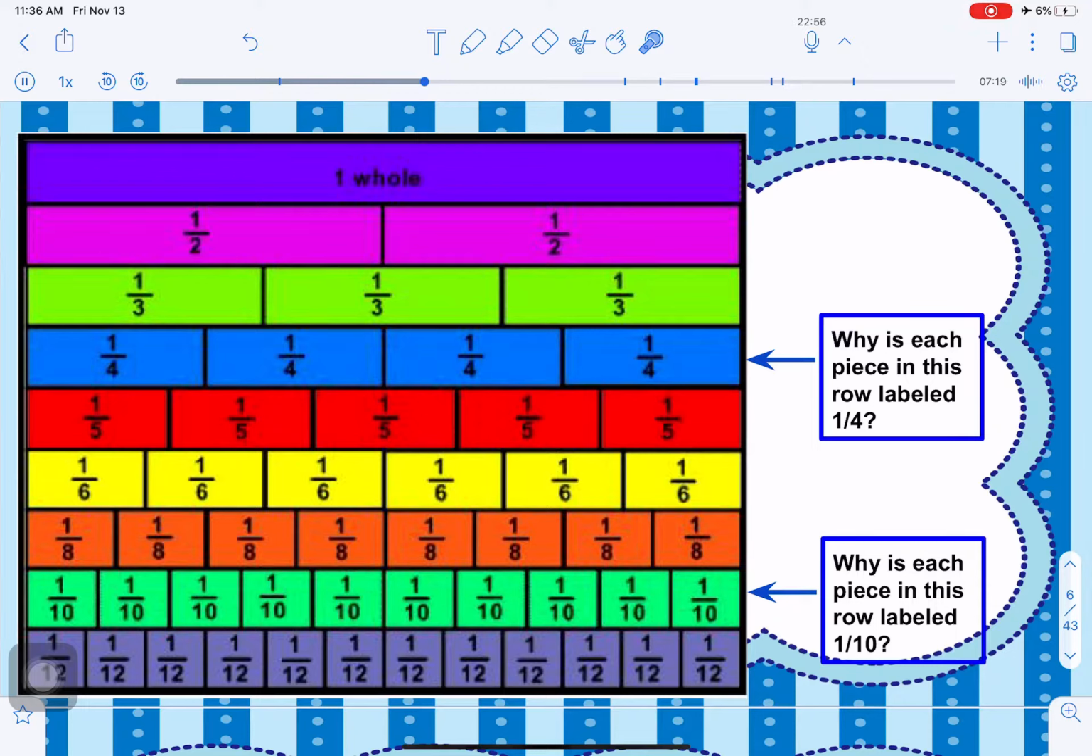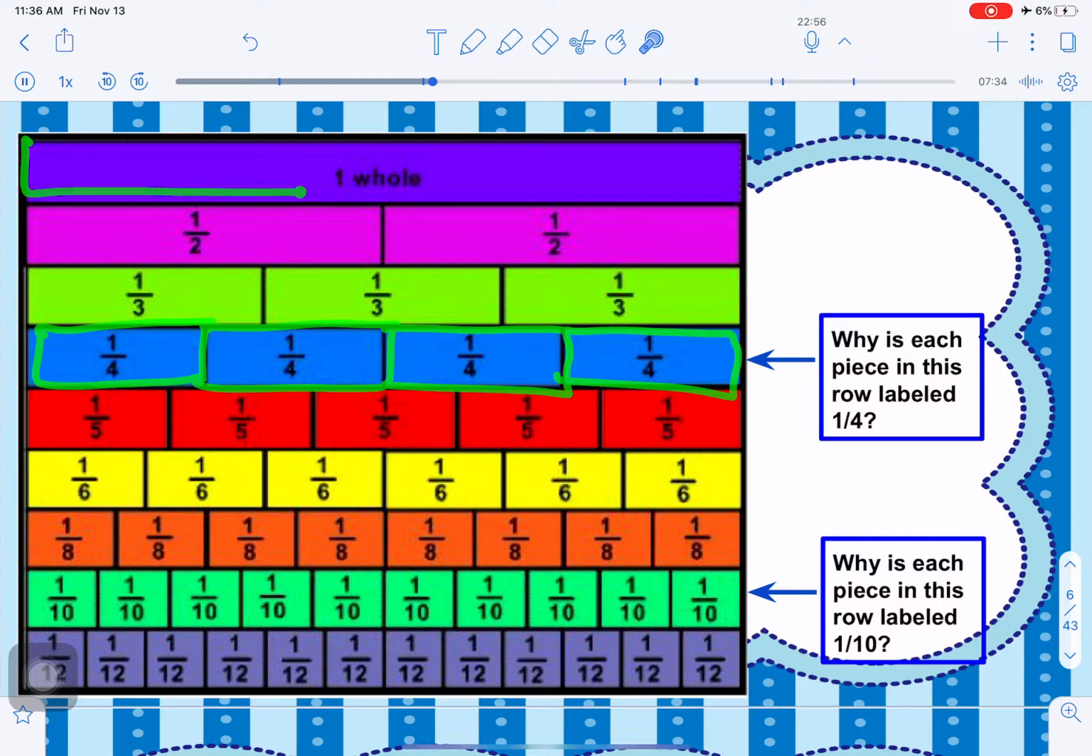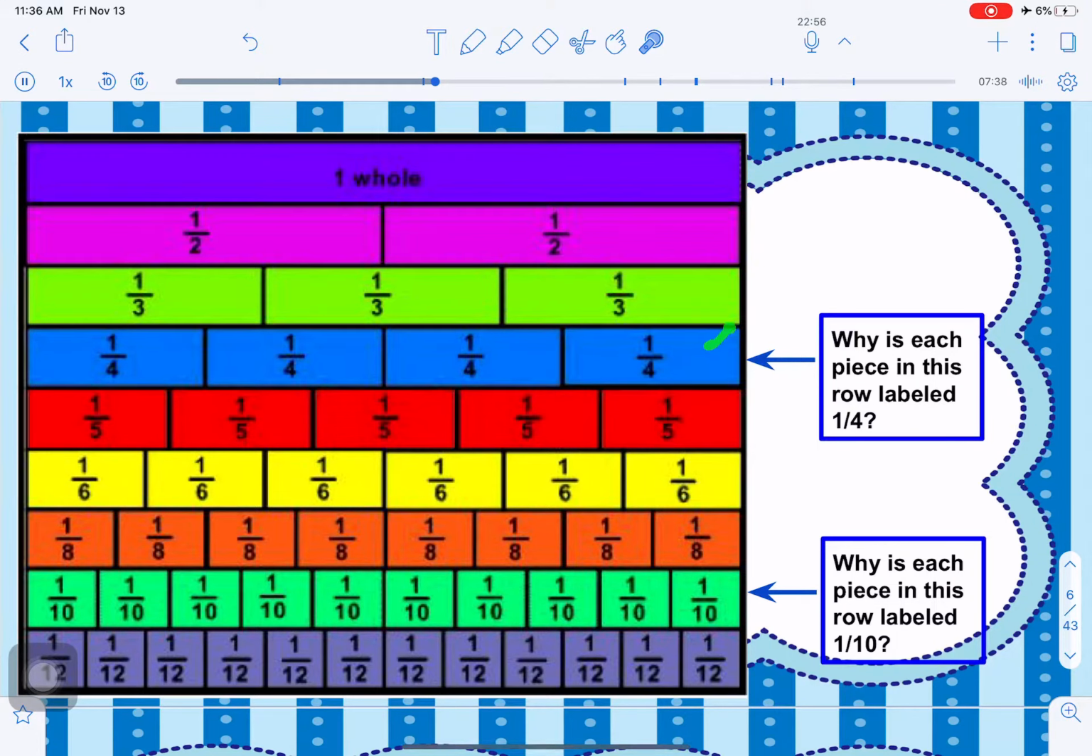Okay, welcome back. So for this first question, I personally see that there are 4 pieces. So this means that one whole was broken into 4, which tells me that one of these pieces is equal to 1/4 of a whole. And if I add 1/4 plus a fourth plus a fourth plus a fourth, I do get 4/4, which is also equal to a whole.